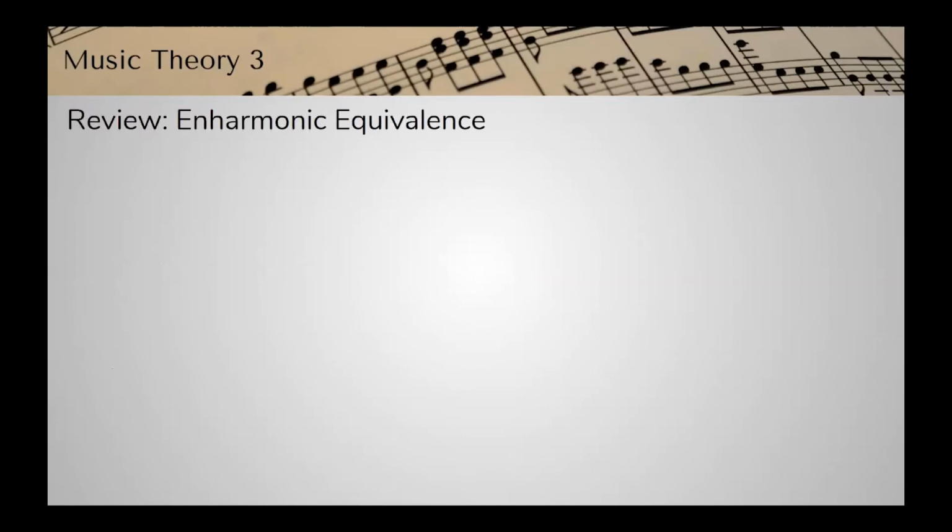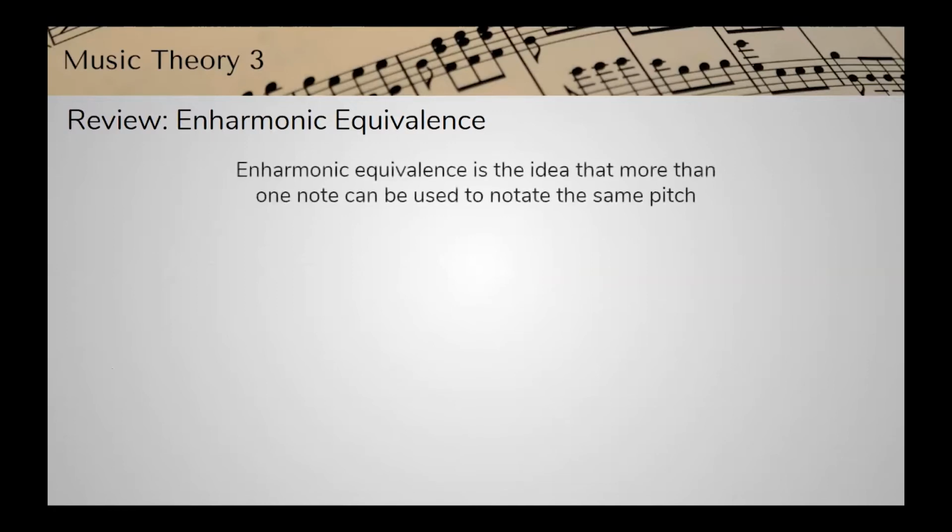Before we can talk about modulation, we need to remind ourselves exactly what enharmonic equivalence is. Enharmonic equivalence is the idea that more than one note can be used to notate the same pitch. For instance, a G sharp sounds like this, but an A flat sounds like this. So they're the same pitch, but you can write that pitch as either a G sharp or an A flat on the staff. It's two different notes, but they refer to the same pitch.